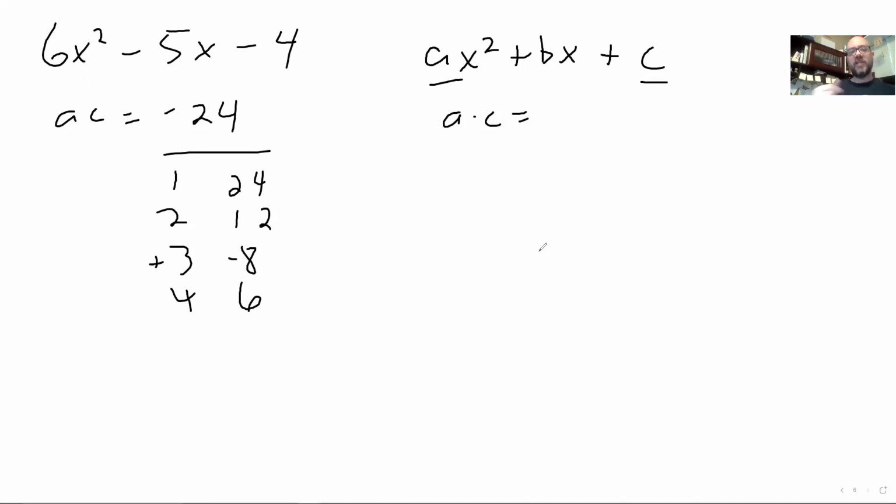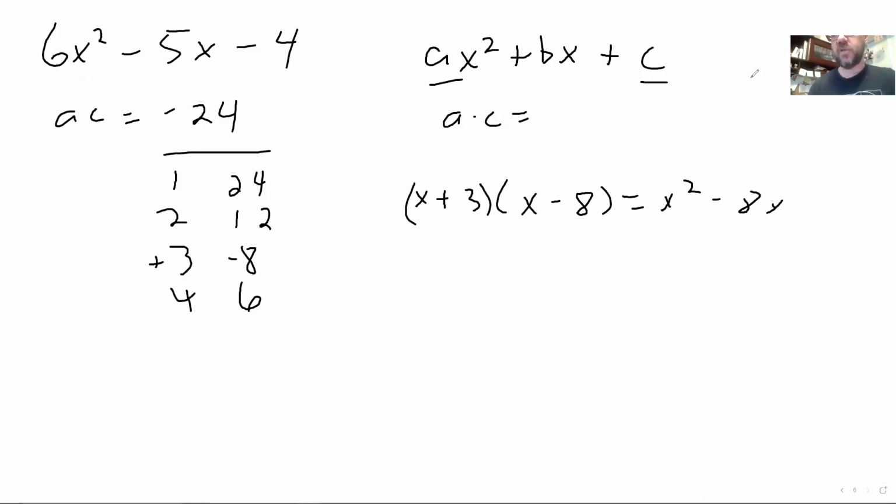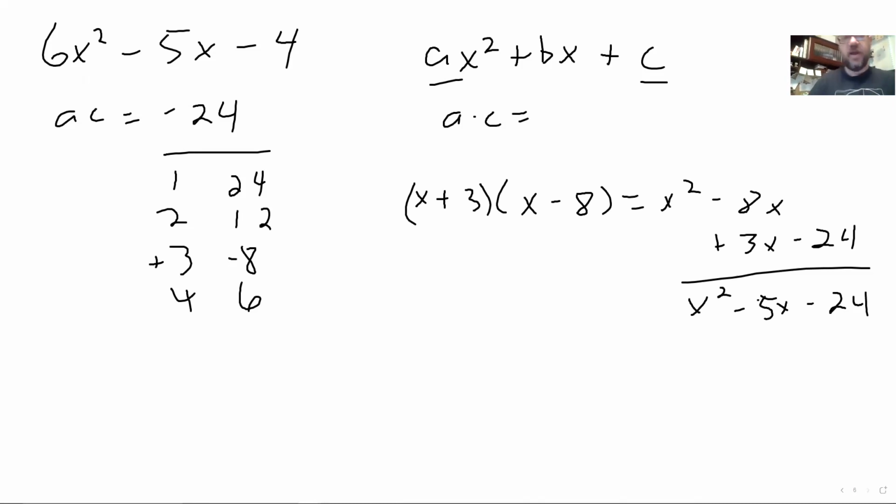I'm not going to write this as x plus 3 times x minus 8. That won't work out. So if I do x plus 3 times x minus 8, let's see what happens. I get x squared minus 8x plus 3x minus 24, which gives me x squared minus 5x, which is not what I wanted, right? I got the -5, right? That bit's good, but the rest of the polynomial isn't correct.